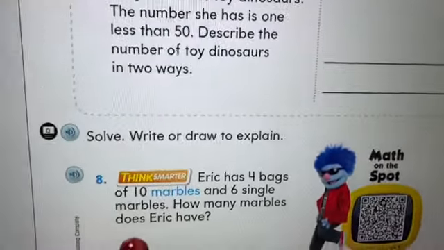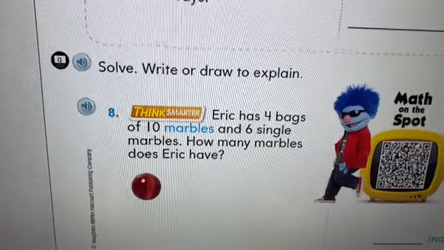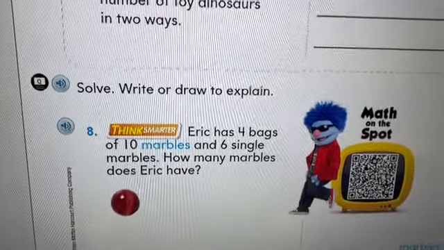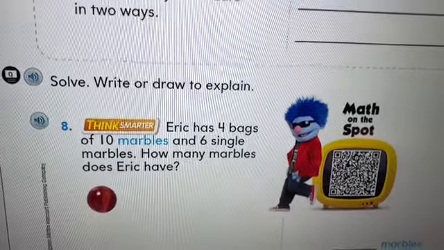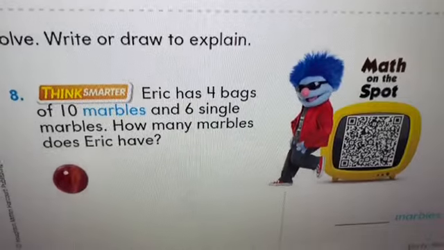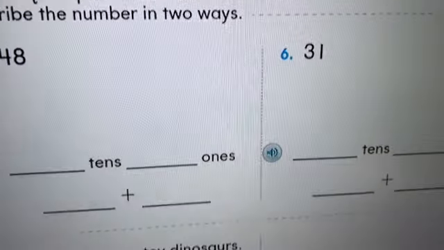And then your Think Smarter. Eric has 4 bags of 10 marbles. Think of your pictures. And 6 single marbles. How many does he have altogether? Remember, 4 bags of 10 marbles. You can draw your picture like we did up here. Okay. Again, I think you're doing a good job with this and understanding the concept here.